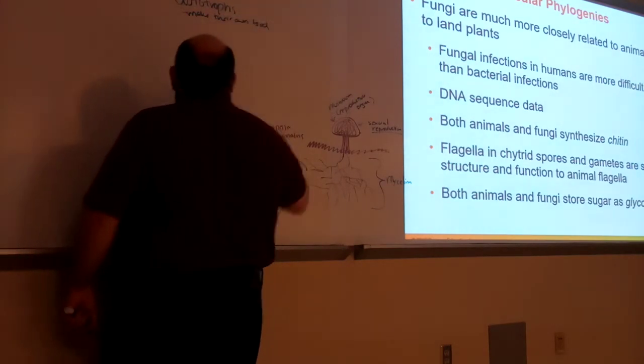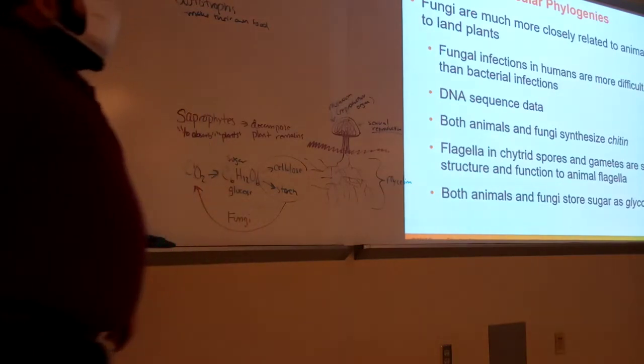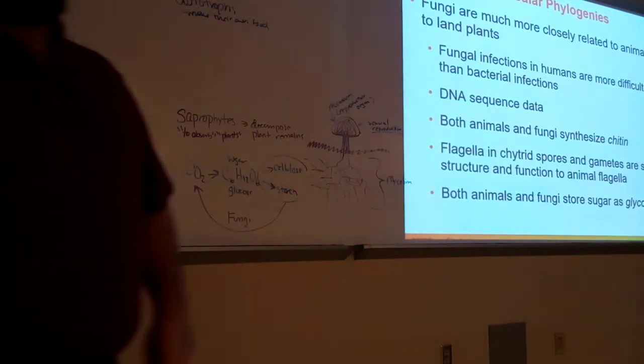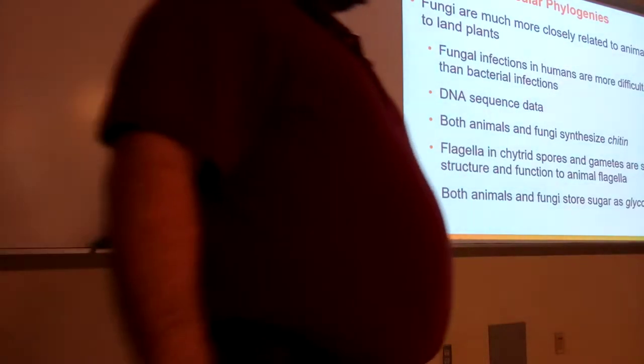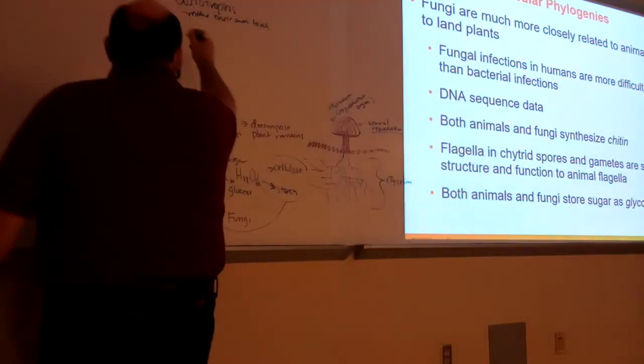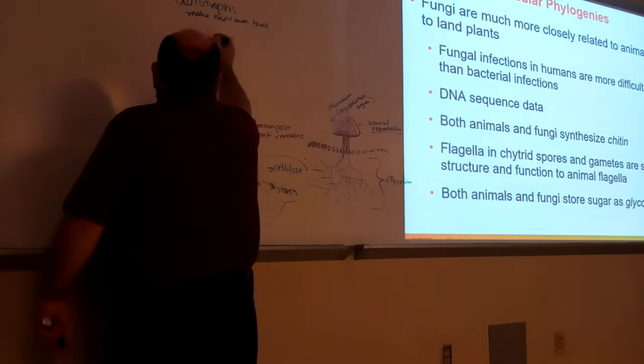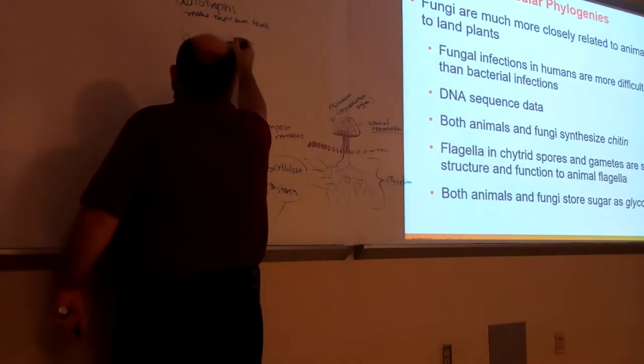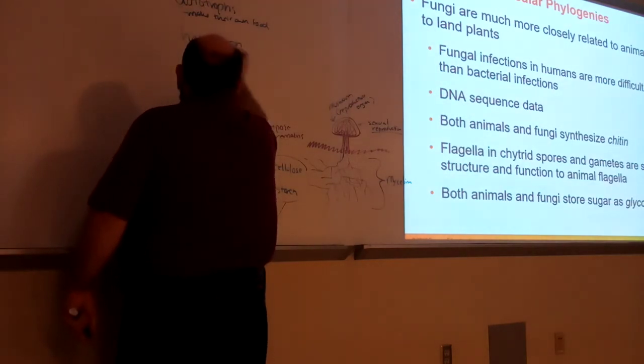Plants are able to make their own food. Now, what do we call organisms that can't make their own food and have to eat other organisms? A heterotroph, yeah. In fact, hetero means other. It means you're feeding on other organisms.